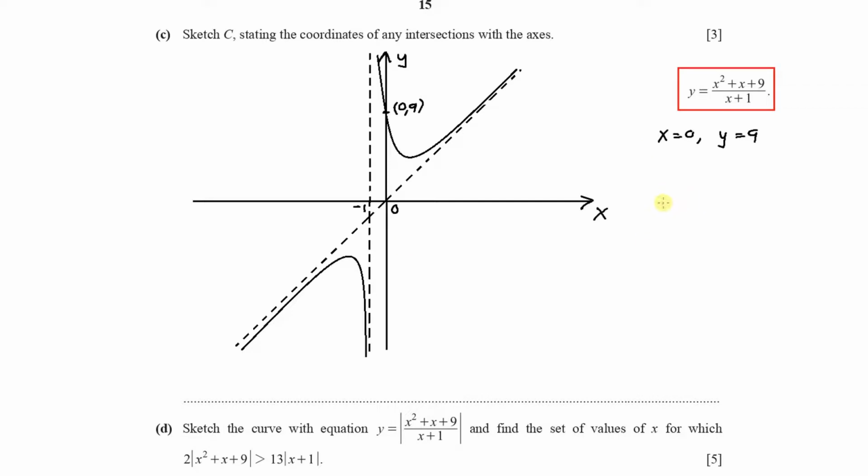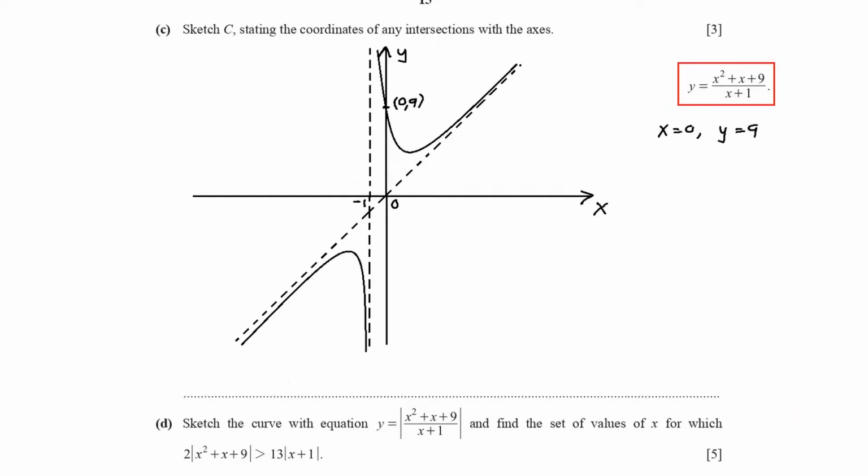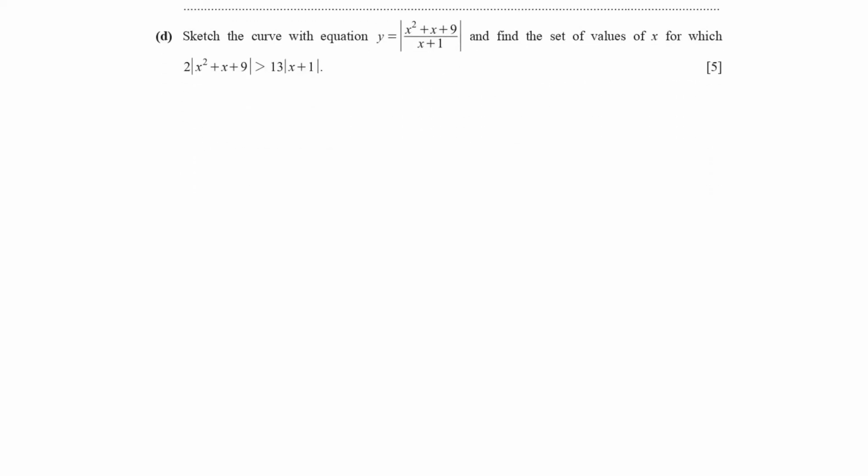Alright, so now we have the graph, and we can scroll down to part D. So on part D, it goes: sketch the curve with the equation y is equal to the modulus of (x squared plus x plus 9) over (x plus 1), and find the set of values of x for which 2 mod (x squared plus x plus 9) is greater than 13 mod (x plus 1).